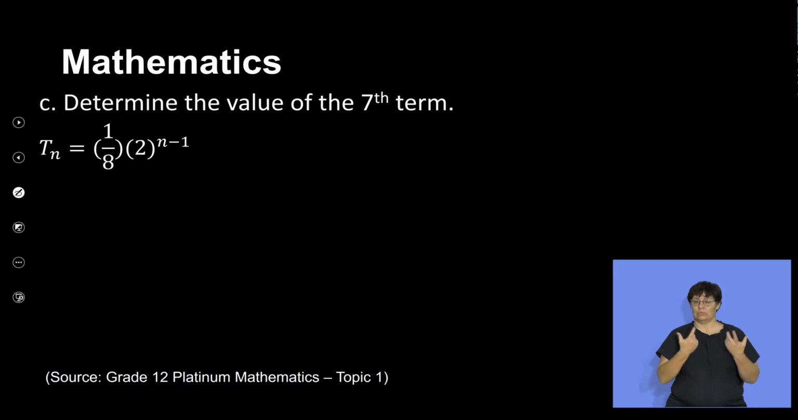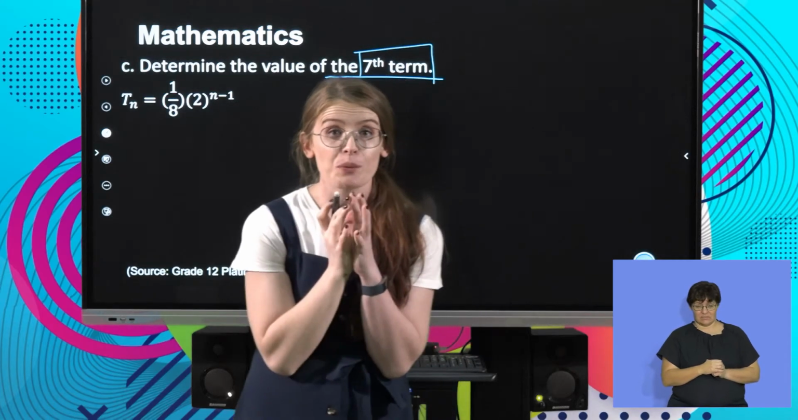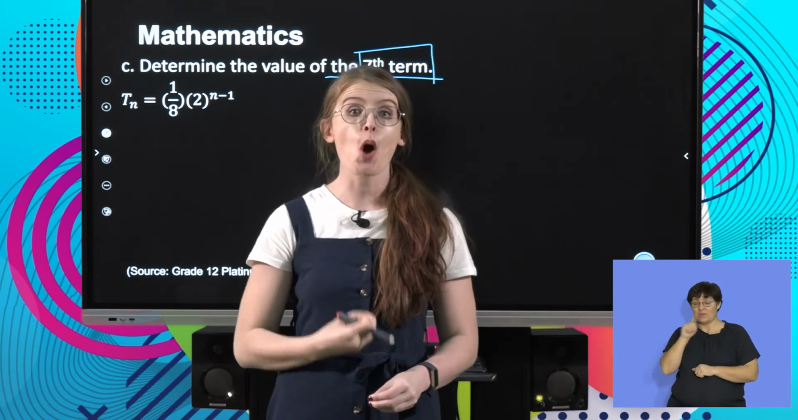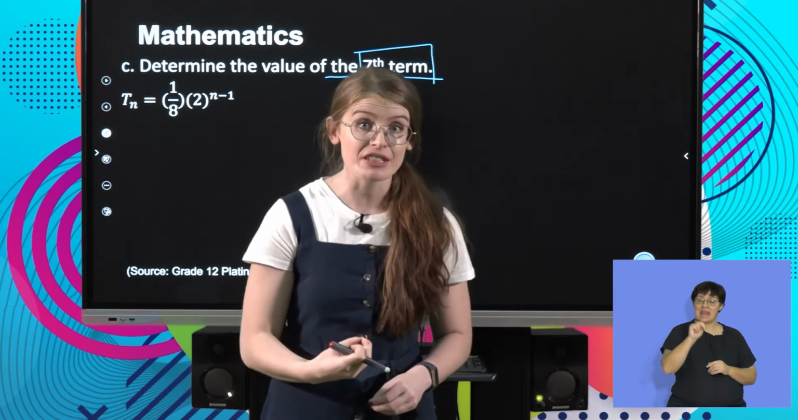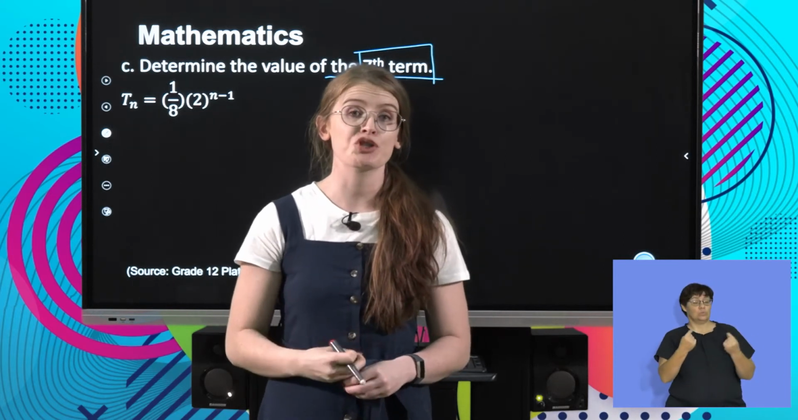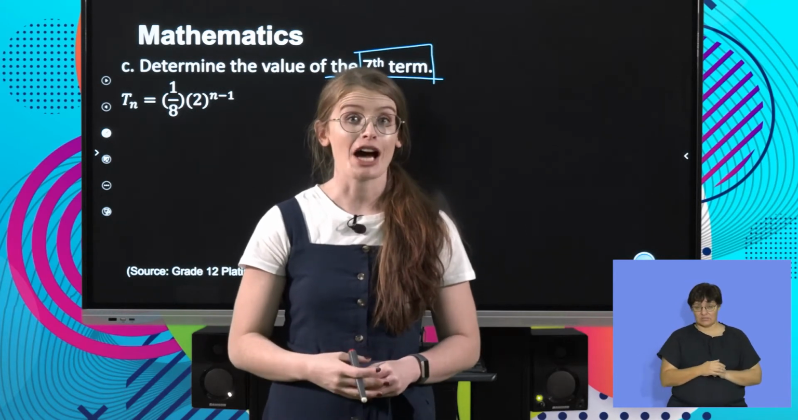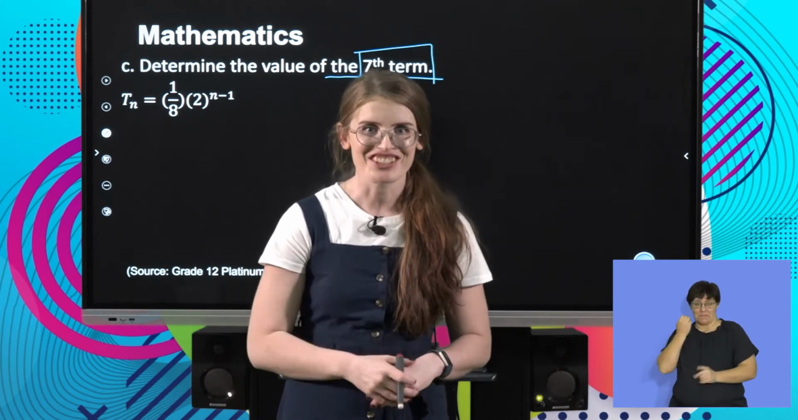We are doing well. Thank you for staying with me. I hope this is making sense. We now need to determine the value of the seventh term. Cool. I hope that everyone's with me that the value of the seventh term means that the term number for this example is 7. So n is 7. So what I have to do is substitute n is equal to 7 into Tn. This is going to allow me to find the actual value of the seventh term. Let's do the calculation together.